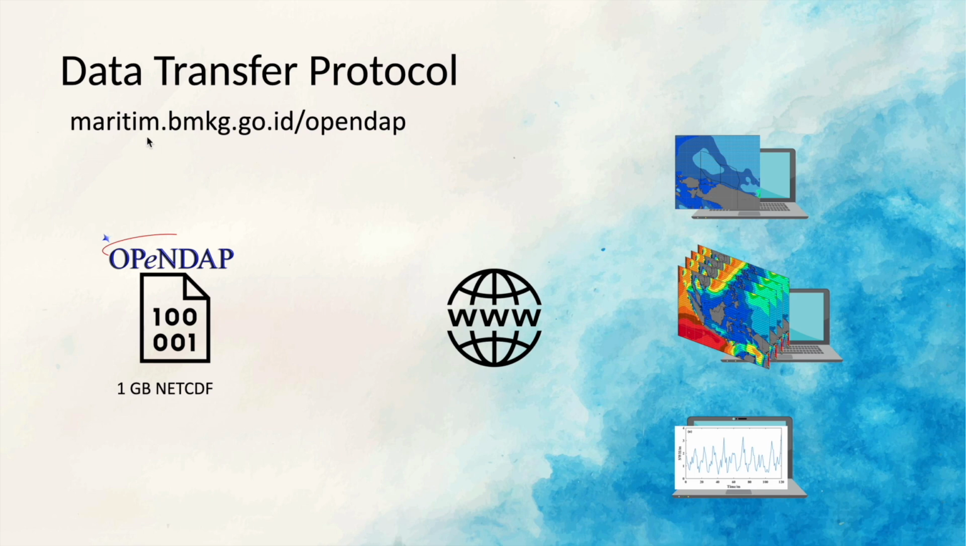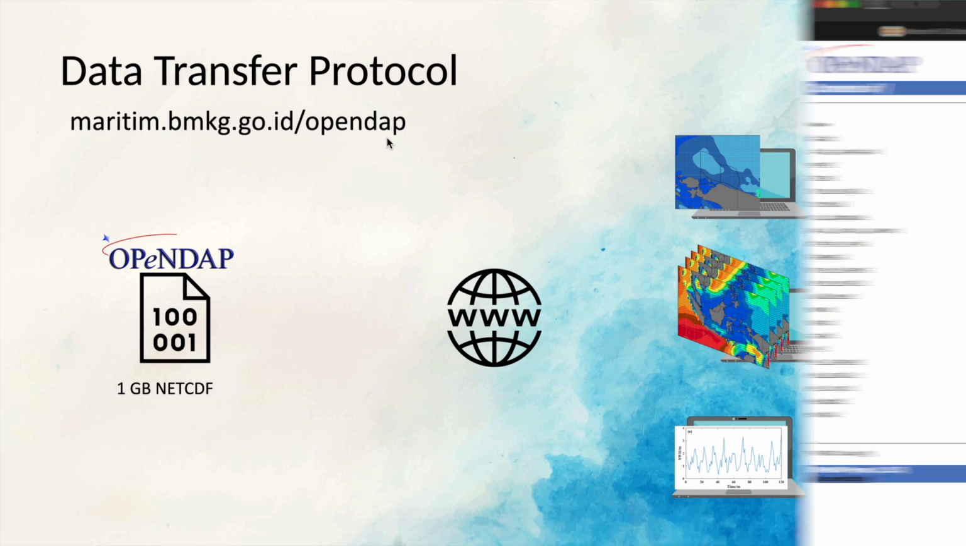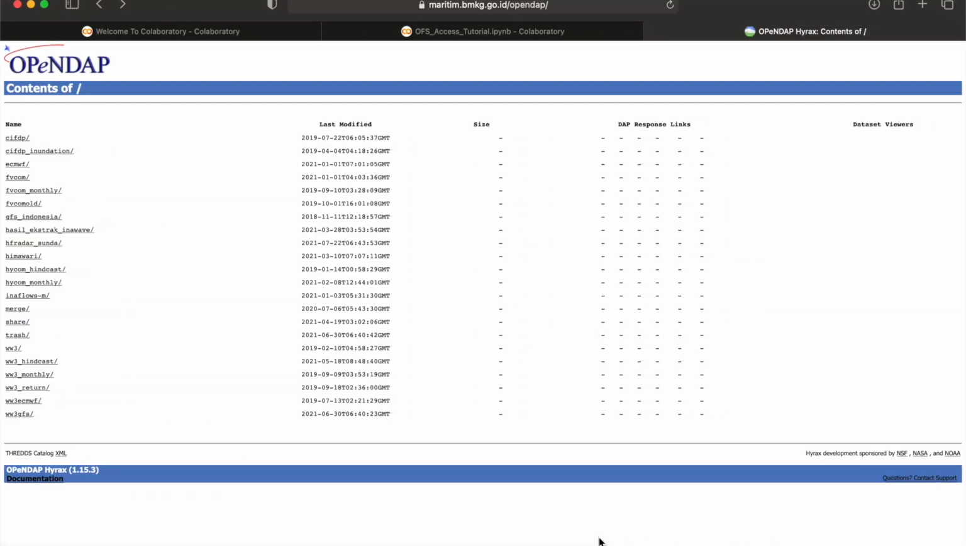So we have an OpenDAP server at maritime.bmkg.go.id/opendap. Please open the URL and let's see. So here is OpenDAP. OpenDAP is simply a data catalog, and it's also a tool for subsetting the data. So the netCDF will be subsetted by using this tool. Our data is mostly all netCDF.